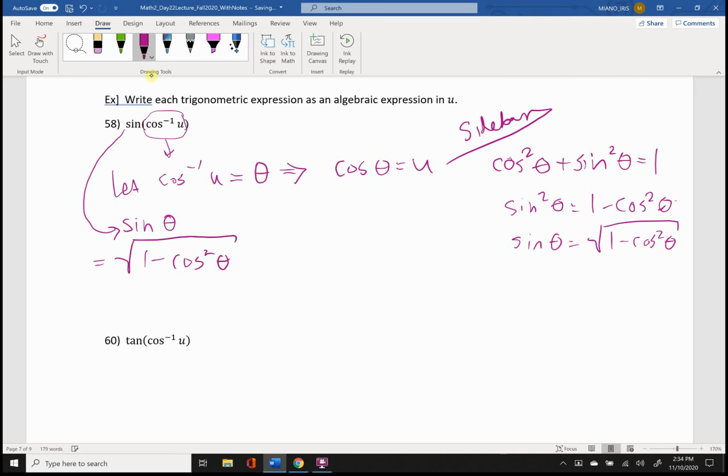But wait, any cosine thetas? They are u, aren't they, right? So let's take this cosine squared theta and replace it with a u squared, and then we've done exactly the thing that they asked us to do, to rewrite the expression in terms of u right here. Okay, so this will therefore equal the square root of 1 minus u squared. And that's what they were after.